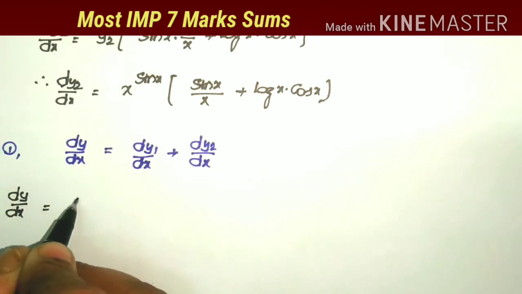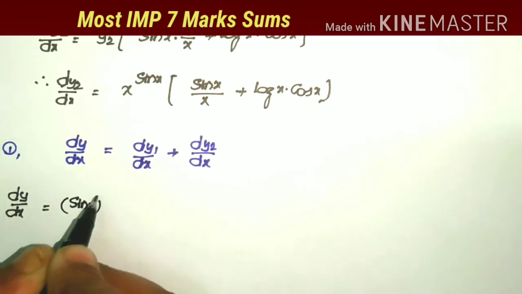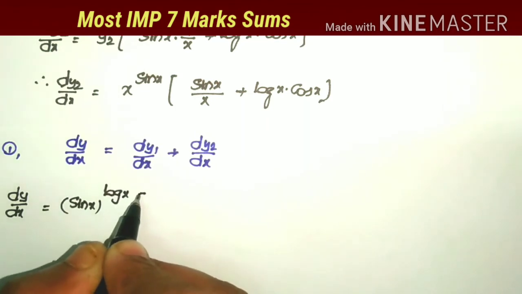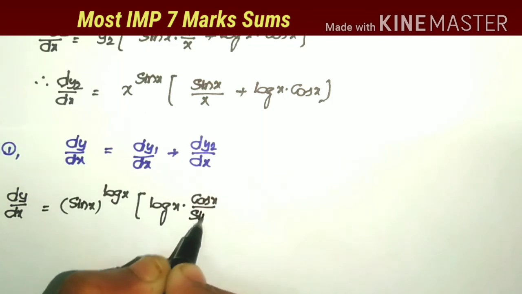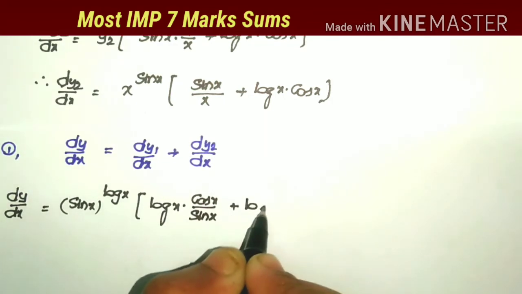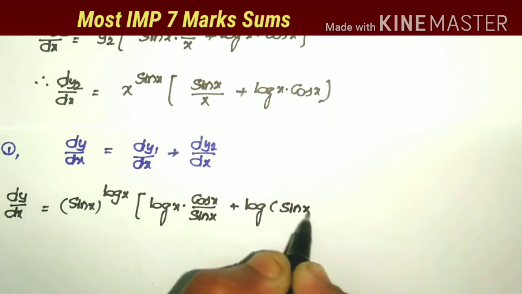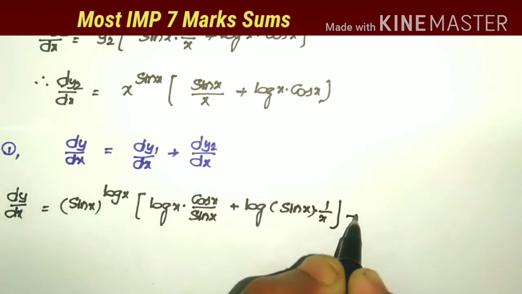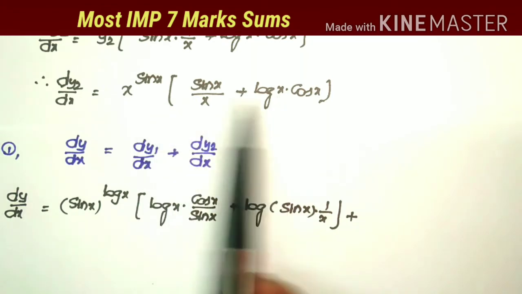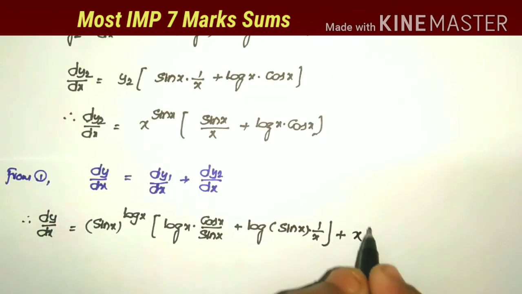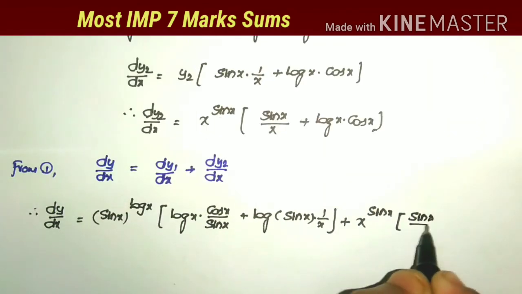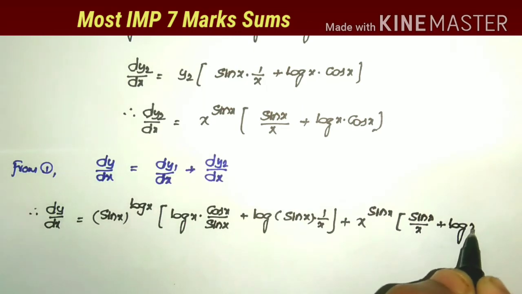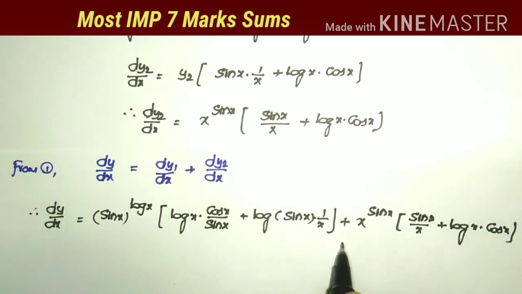What is the dy1 by dx value? dy1 by dx is equal to the first answer, sin x power log x into log x into cos x by sin x plus log of sin x into 1 by x. This is the answer of the dy1 by dx, plus dy2 by dx. What is the dy2 by dx value? This is the answer. That is x power sin x into sin x by x plus log x into cos x. That's all. This is the answer. The most important essay question for 7 marks. That's all.